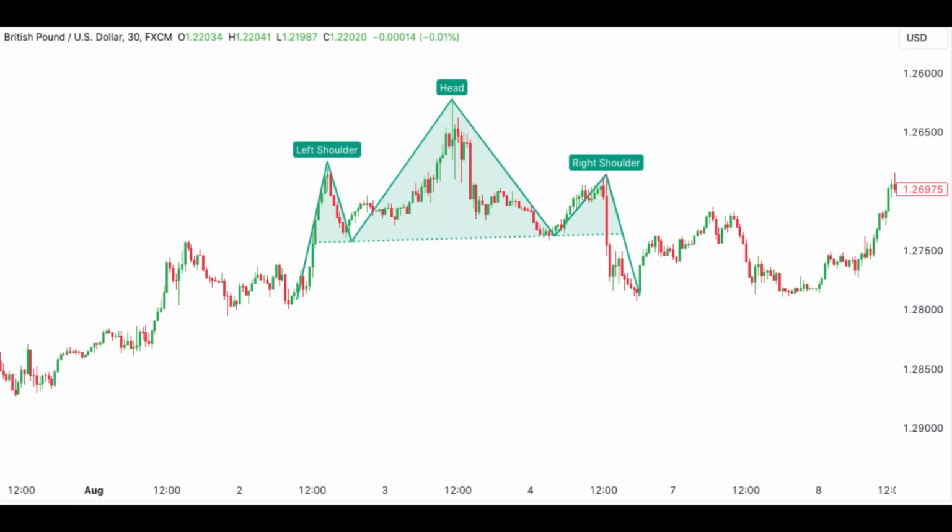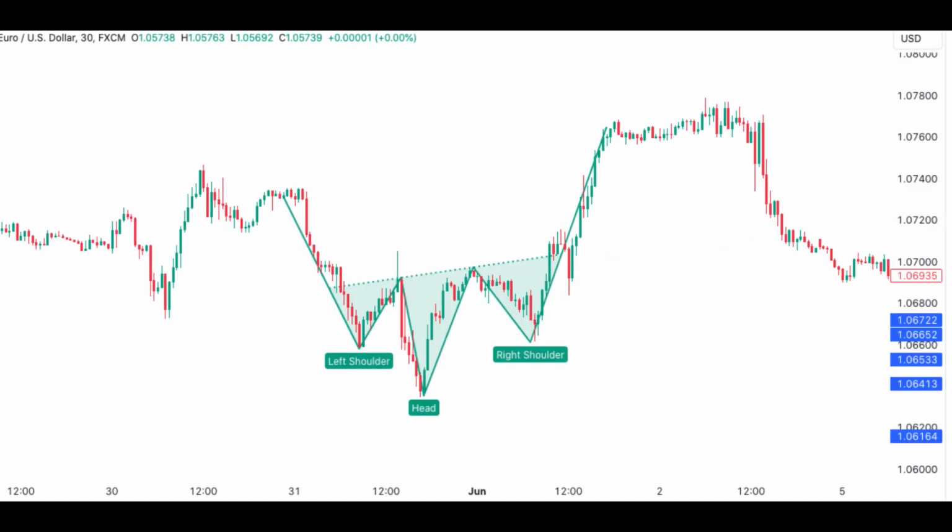There are two ways to trade this pattern. First is by entering after the close of this neckline. Second is to wait at the retest of this neckline. To enter after the close, you wait for price to close at this neckline, then you place your sell immediately, your stop loss above the right shoulder, and you ride all the way down. Or you wait for price to retest this neckline, like here. You enter in and ride all the way down.